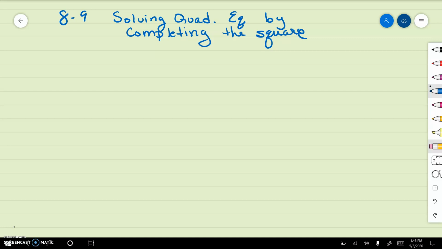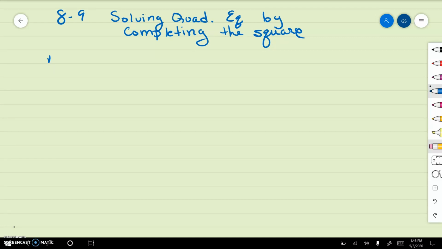So why do we need all these different ways? Well, I'll show you. x squared plus 12x plus 14 equals 0. Okay, so here's our first example. x squared plus 12x plus 14.